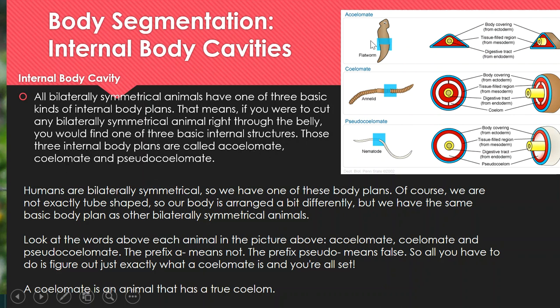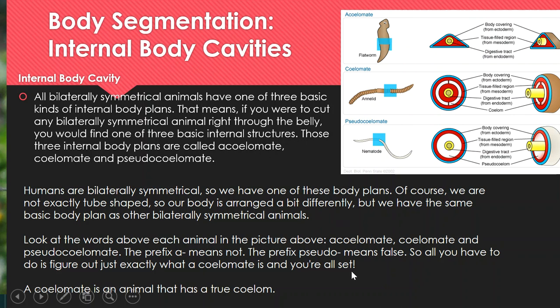And here's the acoelomate in the flatworm, and you can see the cross section. Coelomate, like the earthworm. You can see the cross section here. And the nematode, which is a pseudocoelomate, you can see that cross section here. Humans are bilaterally symmetrical, so we have one of these body plans. Of course, we are not exactly tube-shaped, so our body is arranged a bit differently, but we have the same basic structure as other bilaterally symmetrical animals.